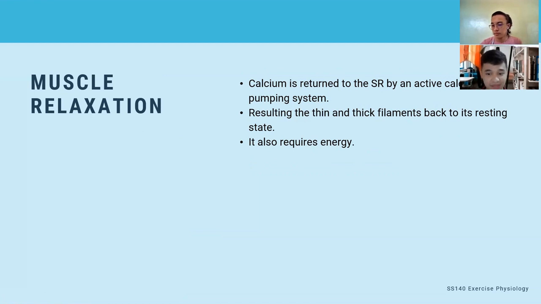Muscle relaxation happens when the calcium ion is returned to the sarcoplasmic reticulum, causing the muscle fibers to relax and the binding of the filament return to its relaxed state. So relaxation also requires energy. Muscle relaxation happens when there is insufficient calcium ion binding or the release of the calcium ion stops due to the action potential, and therefore the binding sites will be covered by the tropomyosin. So it will return into its relaxed state.